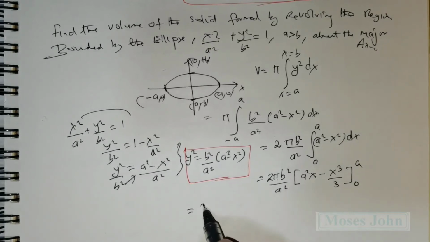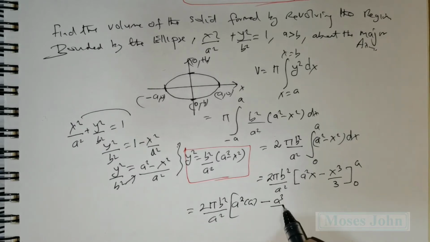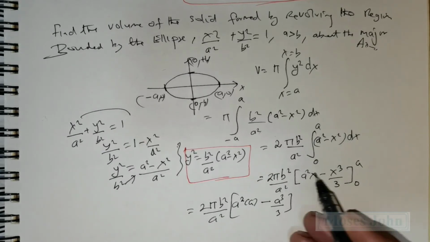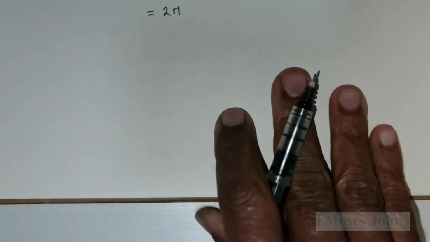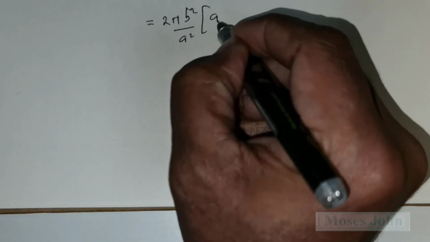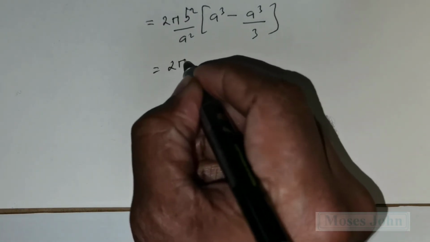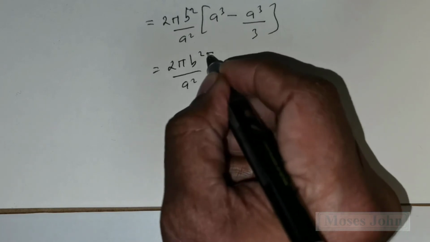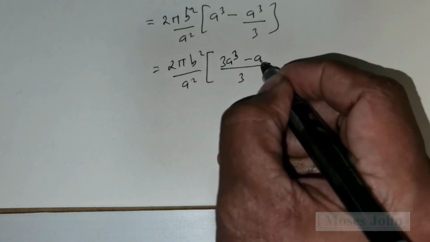Now I need to substitute the limits, right? So let me do that. I substitute the upper limit, and I get a cubed followed by a cubed divided by 3. The lower limit is going to be 0, so there is no use of substituting the value 0 there. So we have 2 pi times b squared divided by a squared of a to the power 3 minus a cubed divided by 3. Now this can be rewritten as 2 pi b squared divided by a squared. I'm taking the LCM, so it's going to be 3 there: 3 times a cubed minus a cubed.